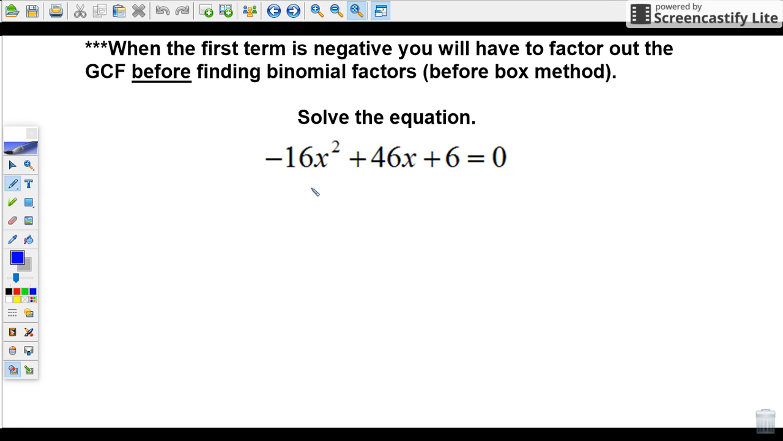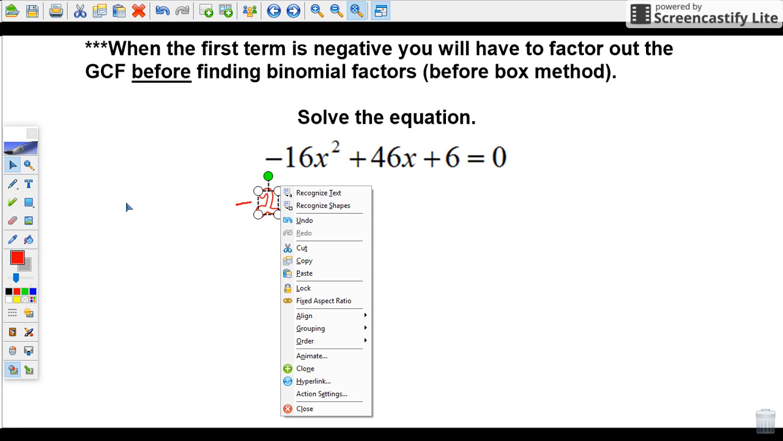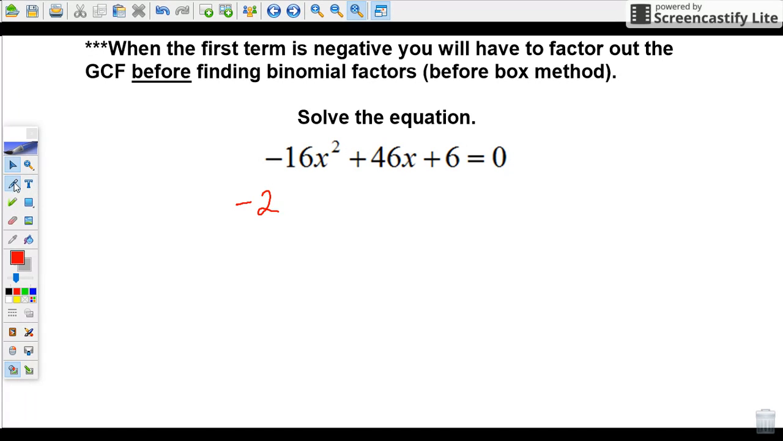So in this equation, negative 16x squared plus 46x plus 6 equals 0, the first thing that I'm going to do is factor out a negative GCF. Not just a negative in this one, but I'm going to factor out negative 2 because that's the GCF of all of these. So this becomes positive 8x squared minus 23x minus 3 equals 0. So now I've rewritten this equation after factoring out a negative 2 as my GCF.